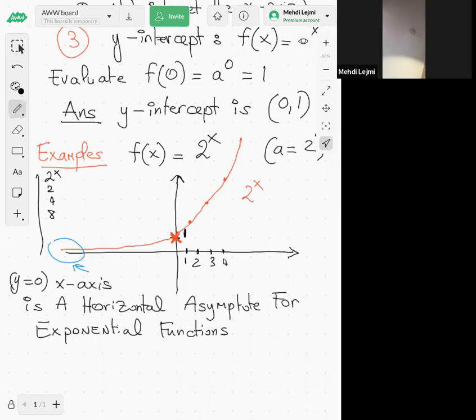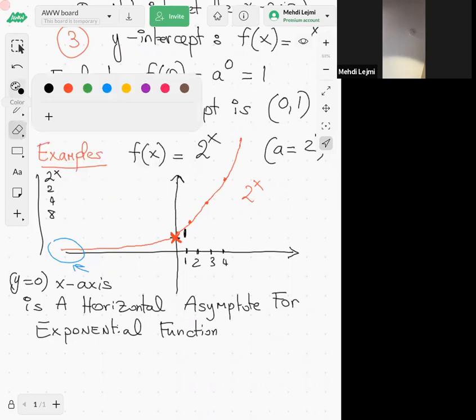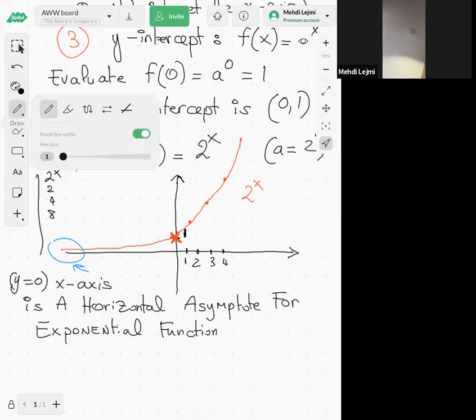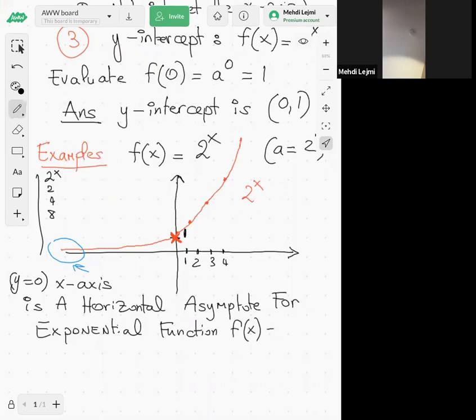Exponential function 2 to the power x, right? This is the exponential function f of x equals 2 to the power x. Actually, this is a general statement. If you have any exponential function, it doesn't really matter what a is. For any a to the power x, your x-axis is going to be a horizontal asymptote.